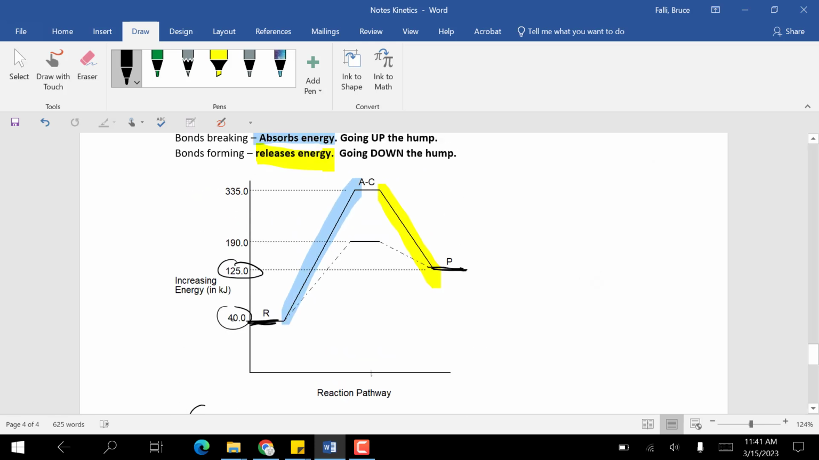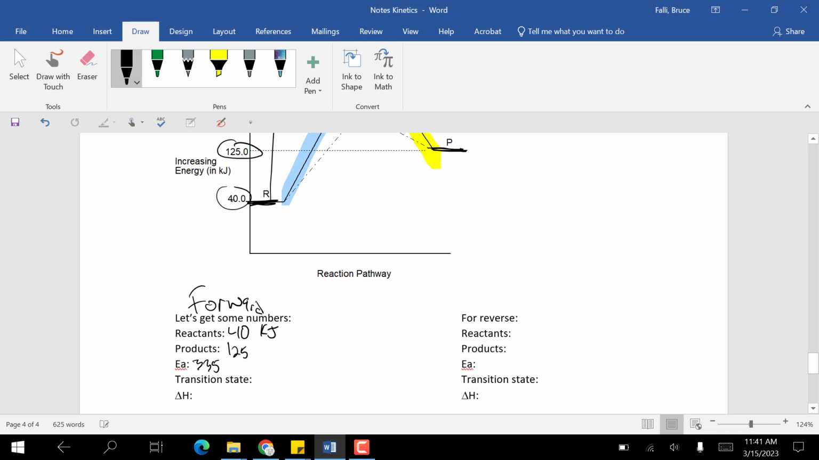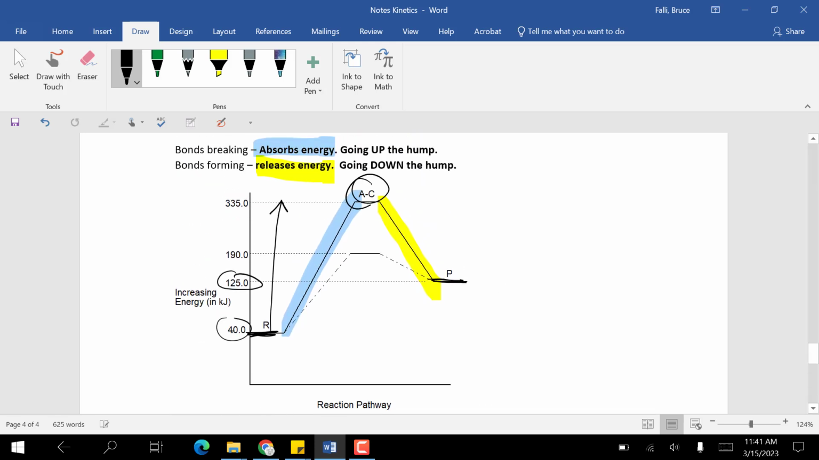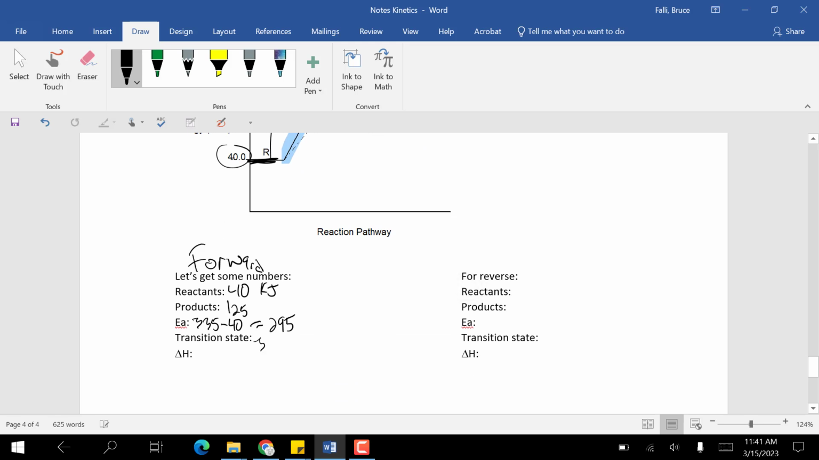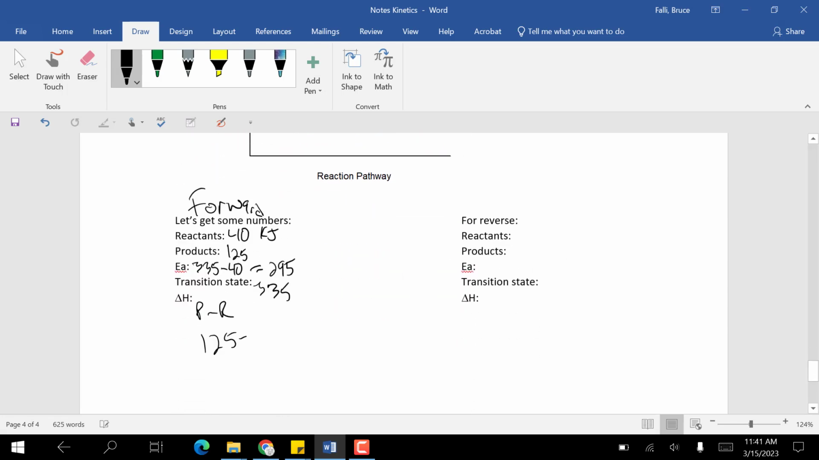EA is not from the ground to the top. EA is from the reactants to the top. So 335 minus 40 equals 295. This is my transition state, the activated complex, at 335. And remember, delta H is products minus reactants. So it's going to be 125 minus 40, which is going to be positive 85. Check my units.